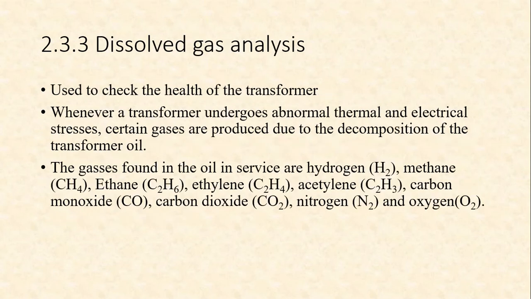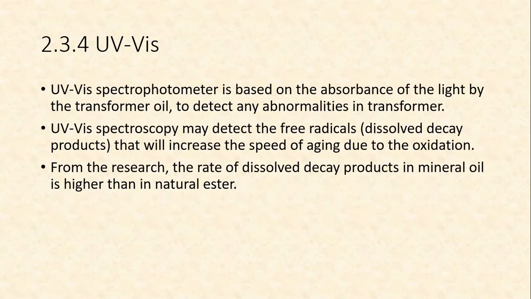Third is dissolved gas analysis. This is used to check the health of the transformer. Whenever a transformer undergoes abnormal thermal and electrical stresses, certain gases are produced due to the decomposition of the transformer oil. The gases found in the oil in service are hydrogen, methane, ethane, ethylene, acetylene, carbon monoxide, carbon dioxide, nitrogen, and oxygen.